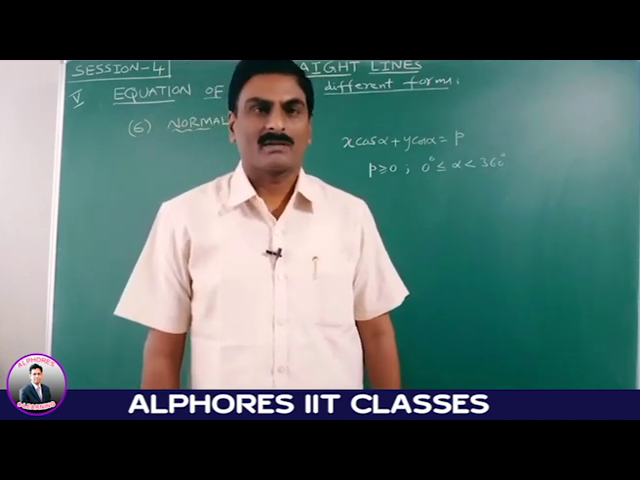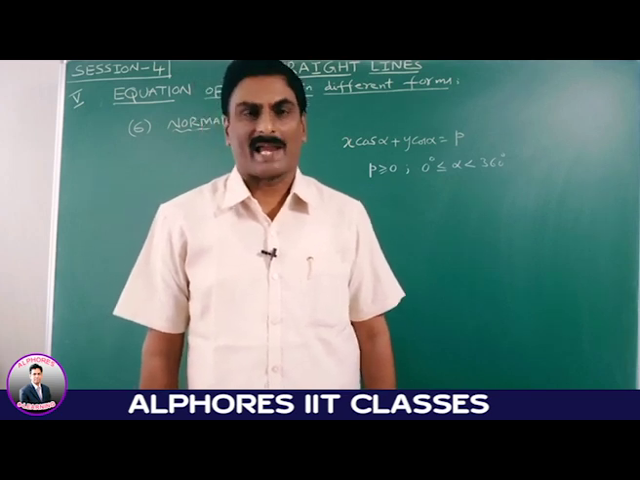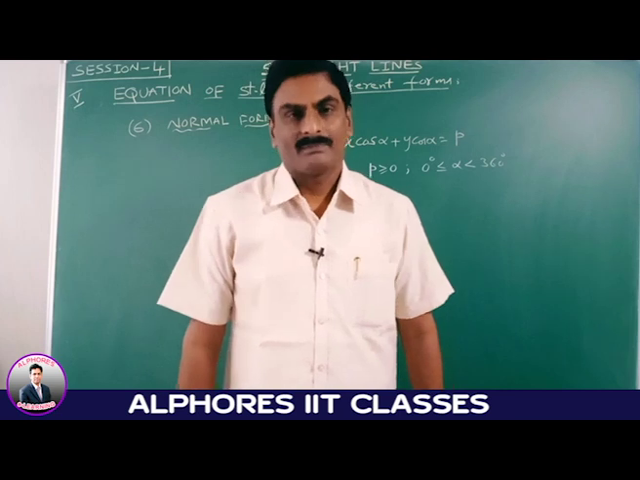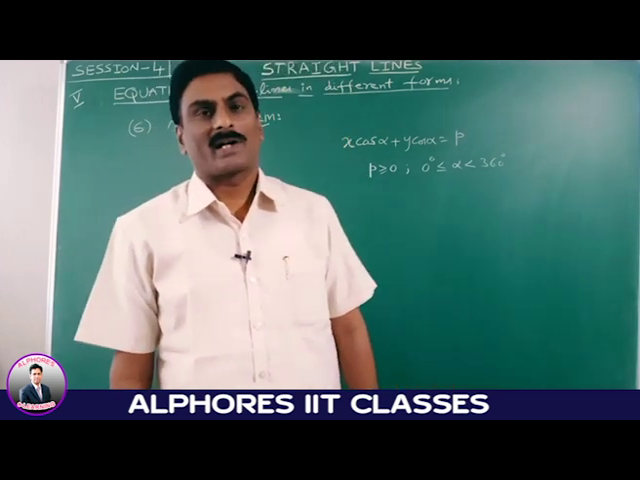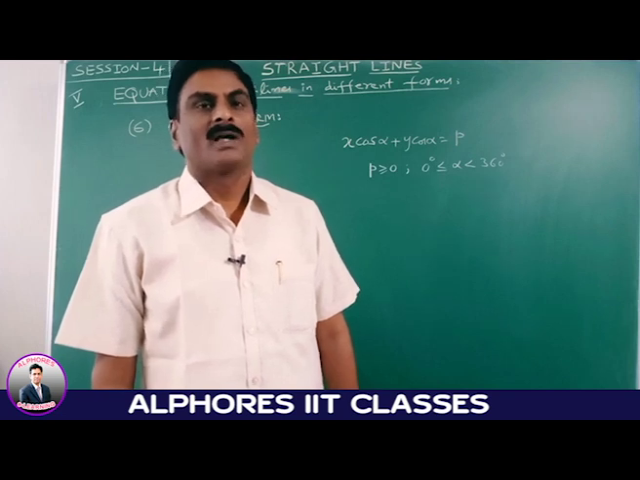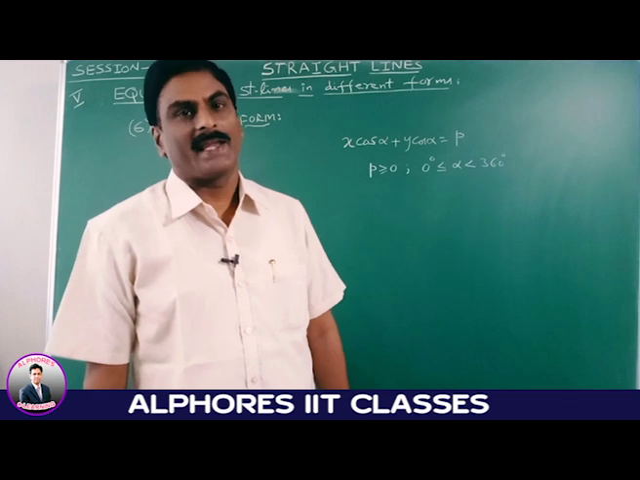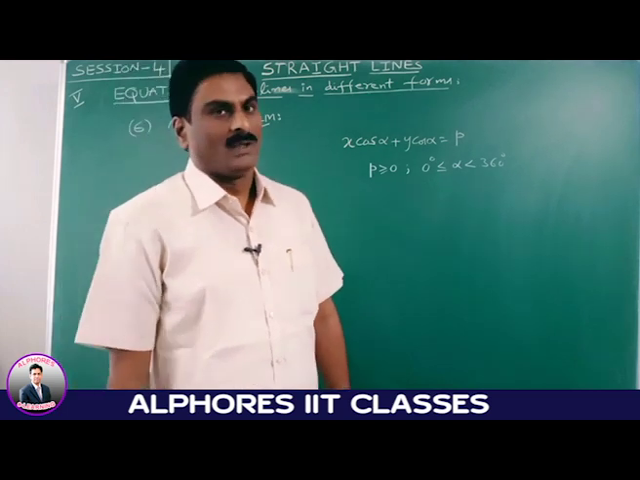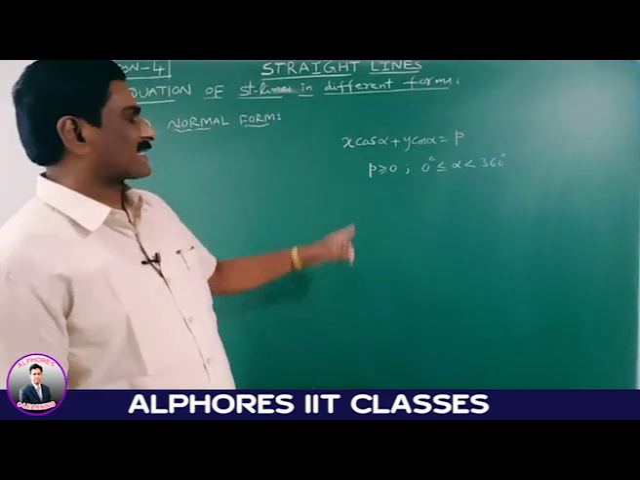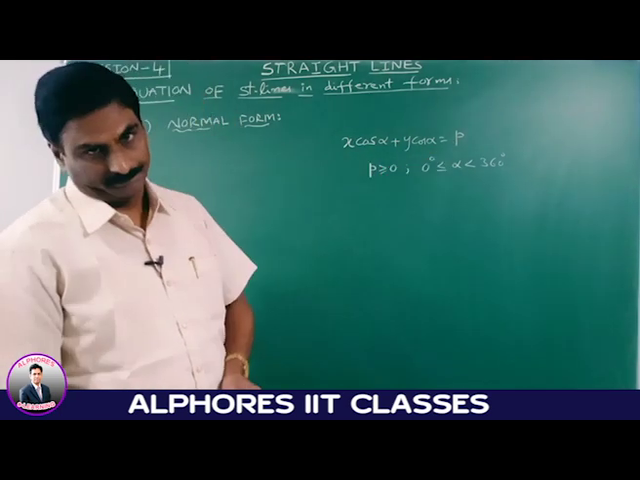Dear students, we have already completed 5 different forms of equation of lines and already we have started the 6th also. Now I am continuing the 6th form. It is the normal form. What is the normal form of the line? x cos alpha plus y sin alpha is equal to p. Already we proved this theorem.